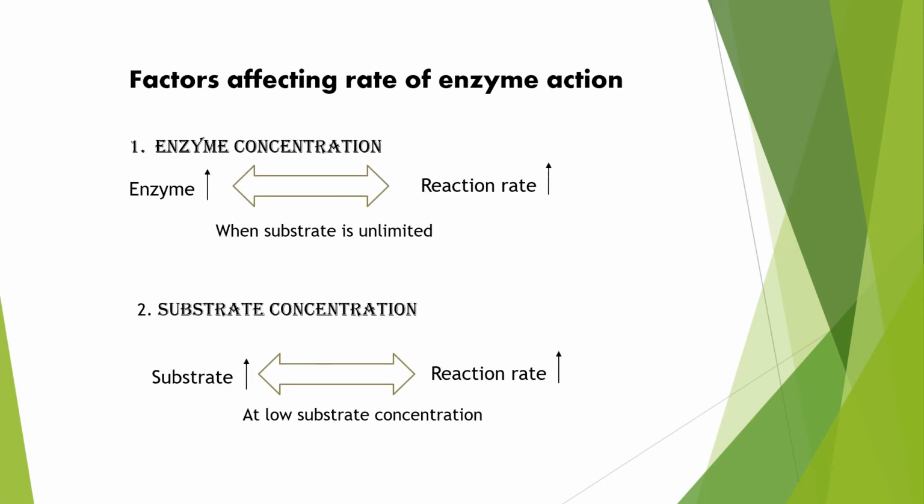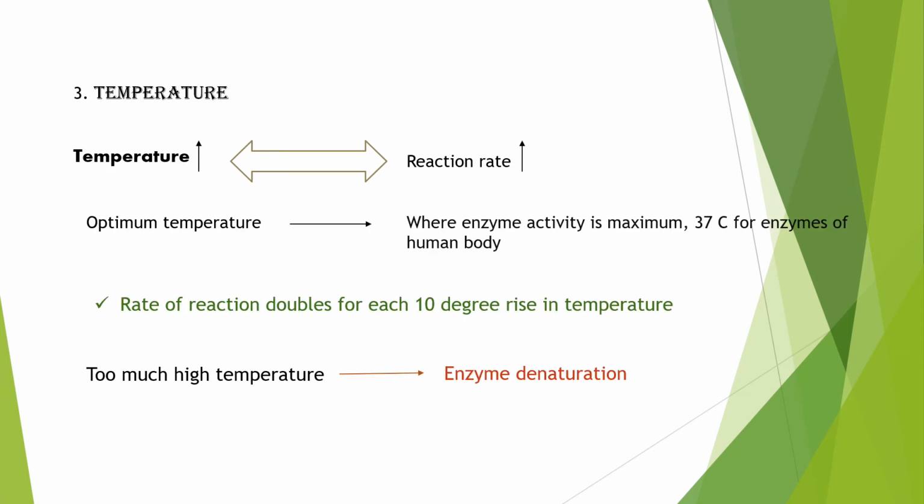Now we will discuss the factors that affect rate of enzyme action. First of all, enzyme concentration. When there is more enzyme, there will be a faster rate of reaction. More products will be formed, more substrate will be converted into the products. But what is the condition here? That this will only happen when substrate is unlimited. If we have unlimited substrate, then enzyme concentration is directly related to the reaction rate. Now substrate concentration. If there is low substrate concentration, then the increase in substrate concentration will result in increase of rate of reaction.